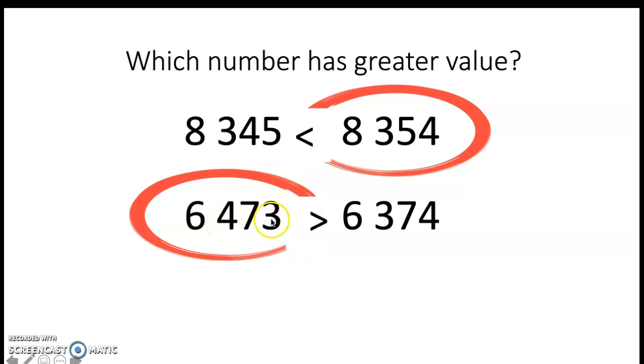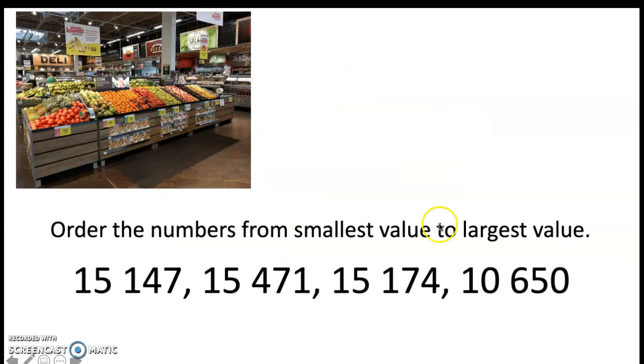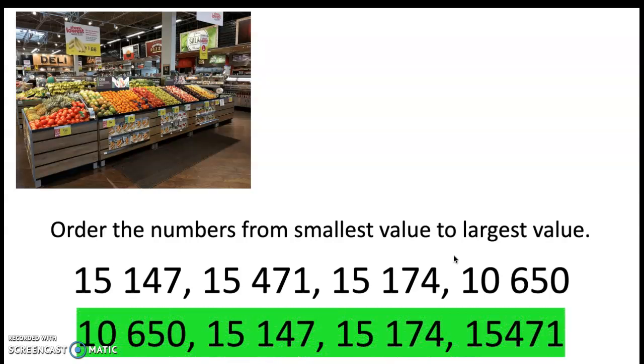And we can show this by saying 6,473 is greater than 6,374, the greater than sign eats the bigger number. Now I want you to pause the video and try numbering these numbers from the smallest value to the largest value. Is this the order that you had? Then you are correct. And we can just do this by what we did in the first section.